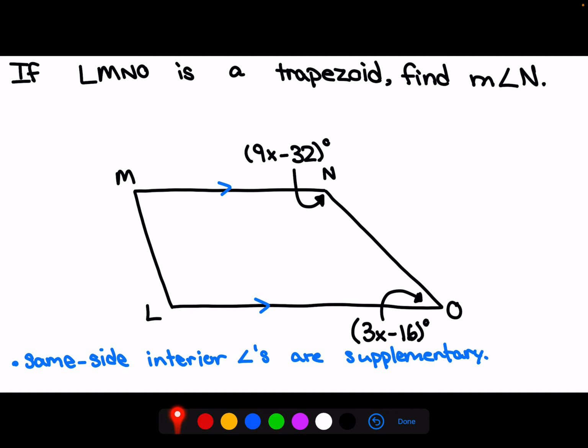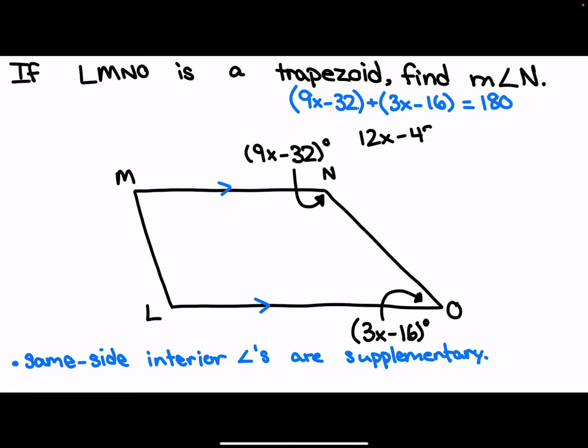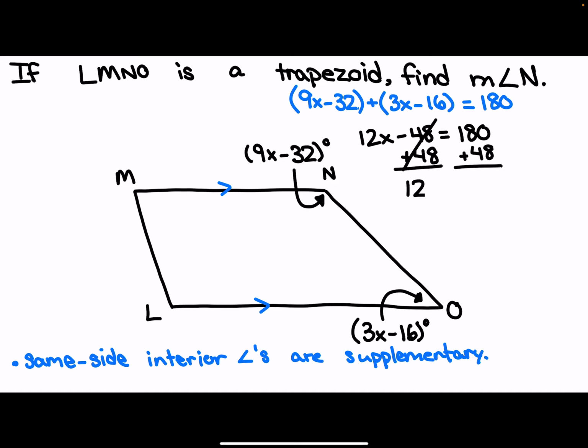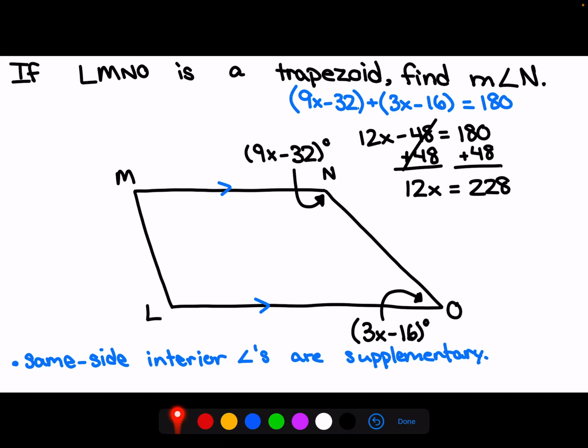So therefore, we can say 9x minus 32 plus 3x minus 16 equals 180 degrees. Combining like terms, we get 12x minus 48 equals 180 degrees. And when we add 48 to both sides, we get 12x equals 228. Lastly, we divide both sides by 12, and we get x equals 19. Now that we have x, we can go ahead and plug it back in for angle N, because that's what we're trying to solve for.